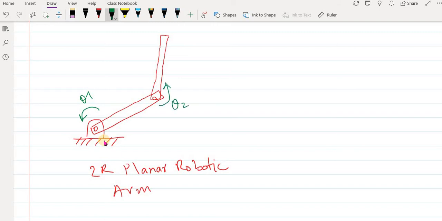So the configuration of this robotic arm can be described by theta 1 and theta 2 angles, which can be represented as a Cartesian product of S1 cross S1, because they are both angles, and angular motion is a circular motion, which we have already studied can be represented as a one dimensional sphere. This can also be written as a torus, T power 2.